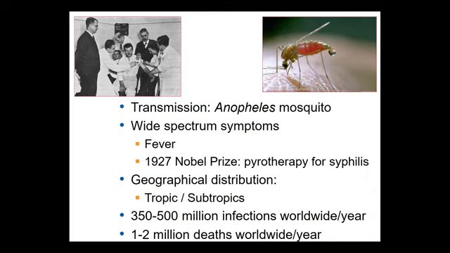Transmission is through the Anopheles mosquito, females, and malaria has a wide spectrum of symptoms. The most prominent is fever.